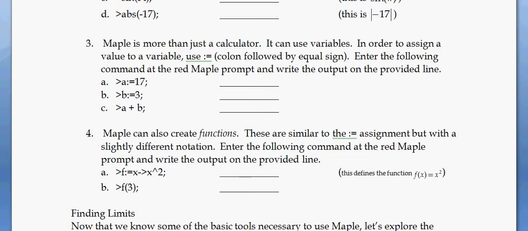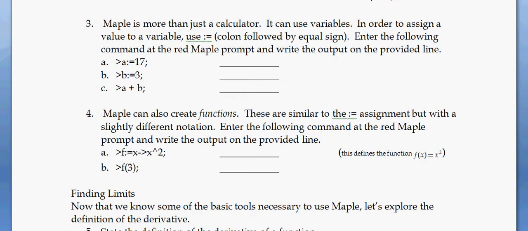Okay, so it can evaluate functions. But of course, it can do more than what a calculator does, right? So it can actually use variables and assign them to something. So, for example, if you want a to be stored as 17, you use this colon equals. So you'd say a is 17. You can say what b is, and then it remembers that. So if you add a plus b, it would output 20 because it would remember that.